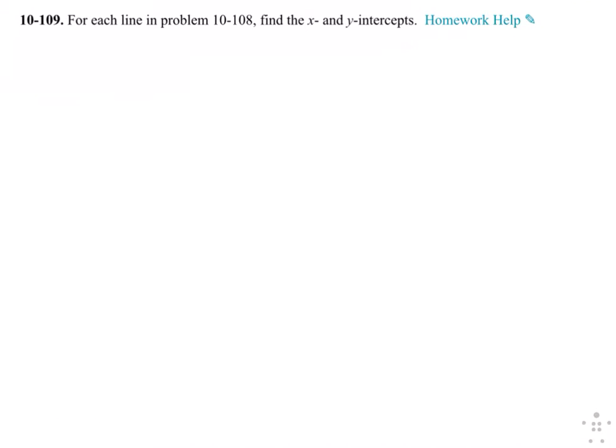Okay, for 1 and 9, it says for each line in problem 10-108. So the two equations we had in 108 were y equals negative 1/4 x plus 10, and the other one was y equals 1/3 x plus 3. Okay, so they want to know x and y intercepts.